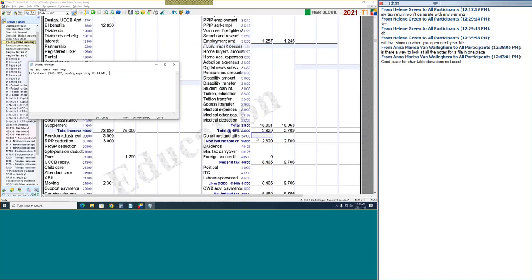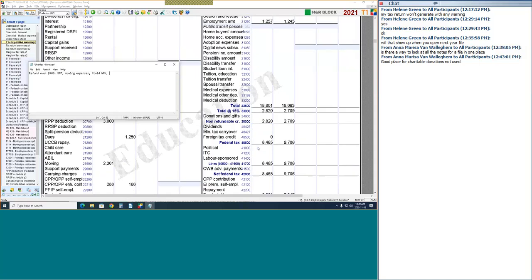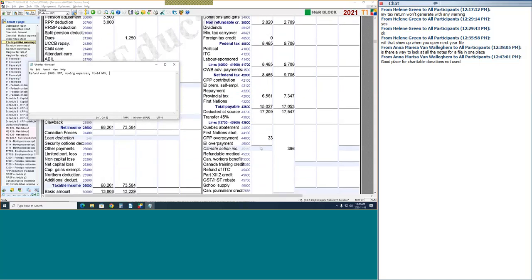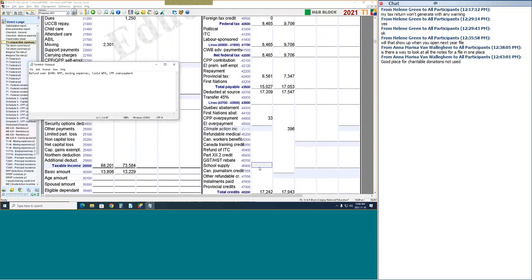If he had donations, donations will increase a refund. If he had a dividend tax credit, that will increase a refund. If he had a CPP overpayment, which he did, that will increase a refund. If he had Canada Workers Benefit, if he had refundable medical expenses, if he had the teacher's school supply credit, whatever is showing up here is going to also increase his refund.